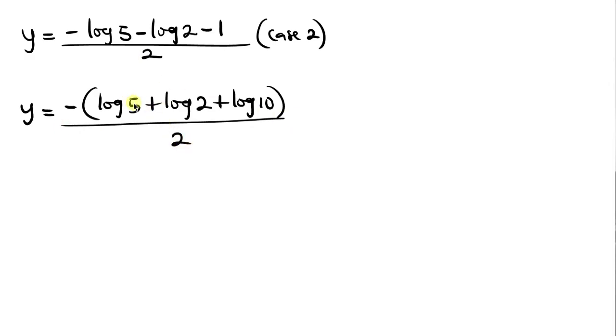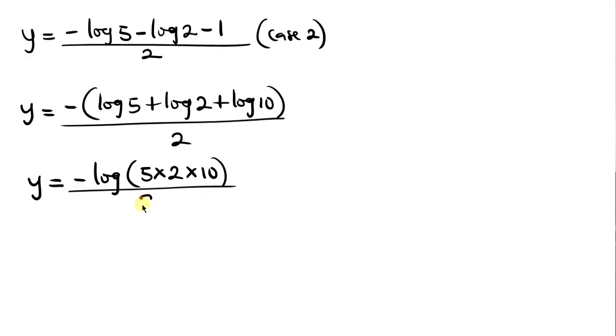Now, we're going to be applying the addition to multiplication law of logarithm. Remember, the reverse is always the same: either addition to multiplication or multiplication to addition. They are the same. So y now equals negative. Now take the common log and multiply the expressions. 5 times 2 times 10 all over 2.